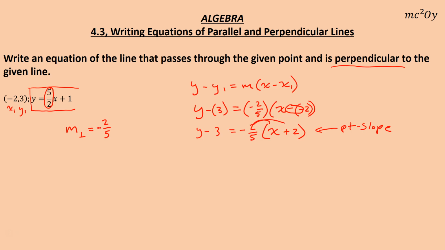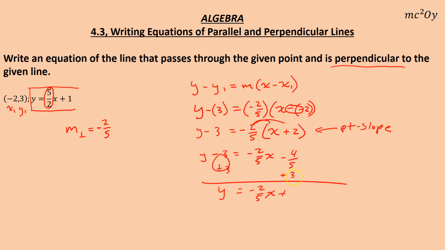So we distribute, we get y minus 3 is equal to negative 2/5 x, minus 4/5. Okay, and then we're going to add our 3 to both sides. That's gone. I'm left with y is equal to negative 2/5 x plus.